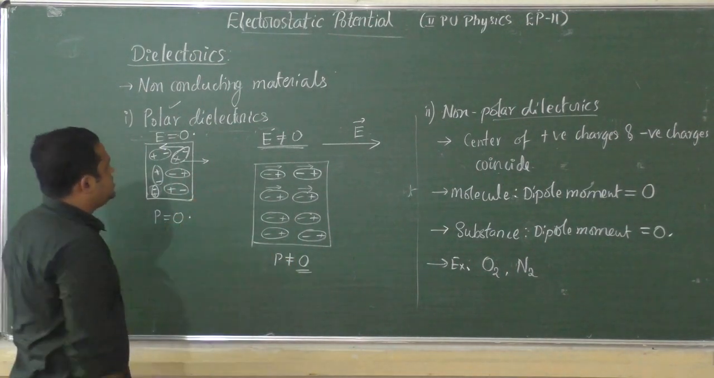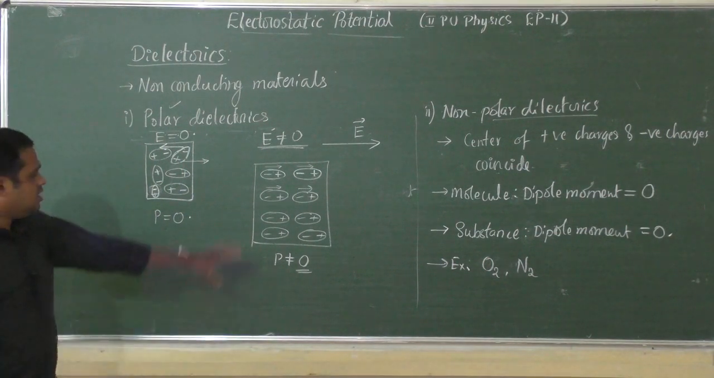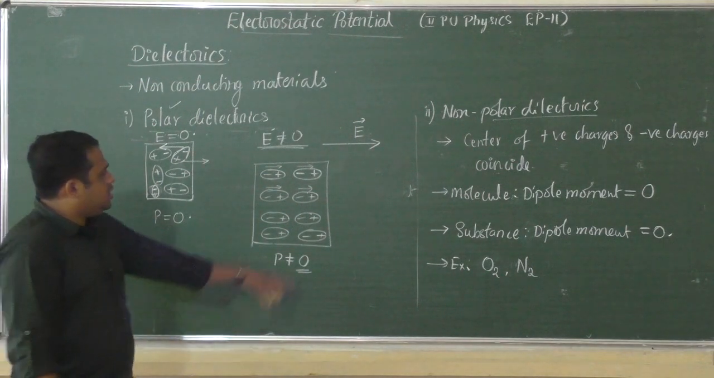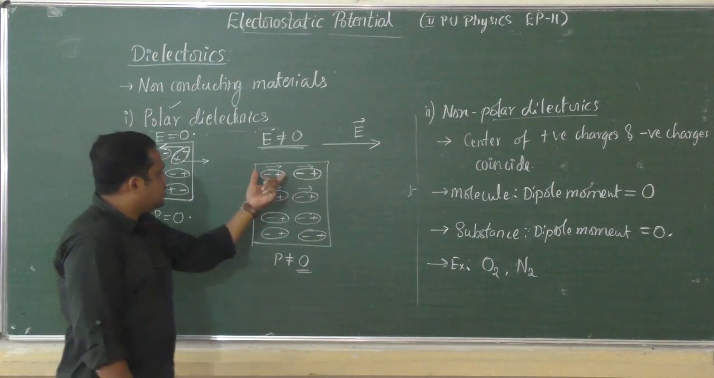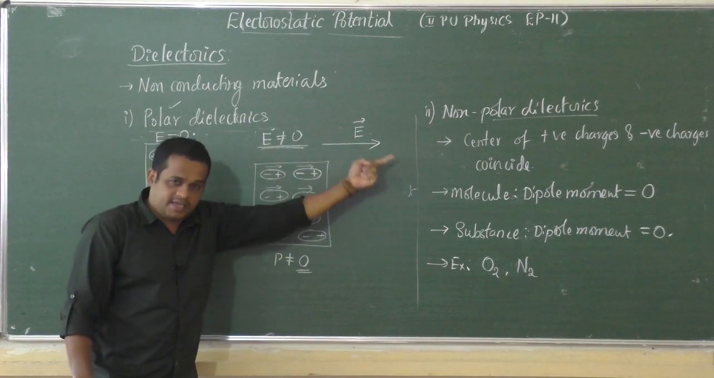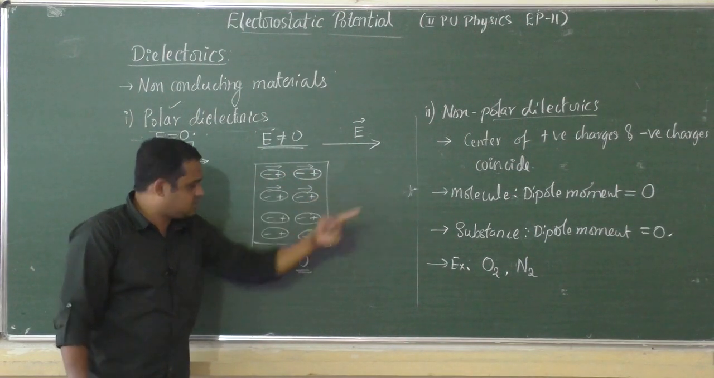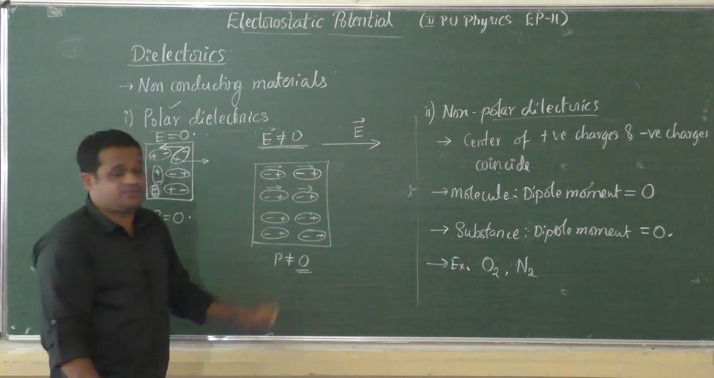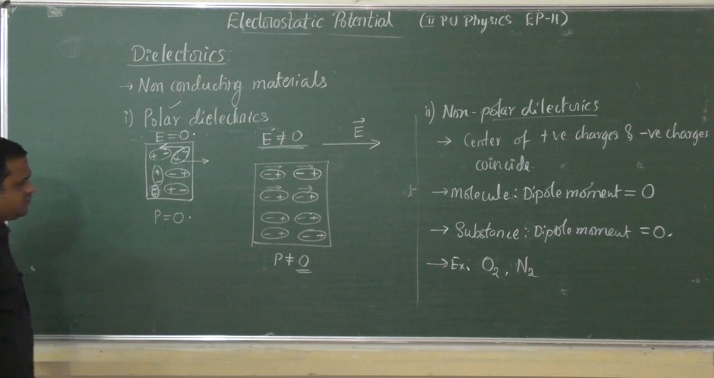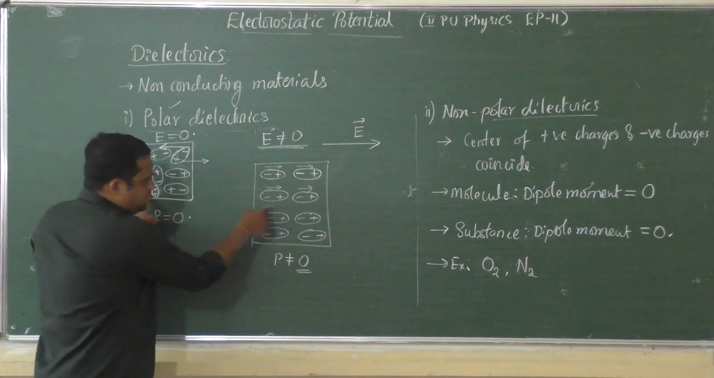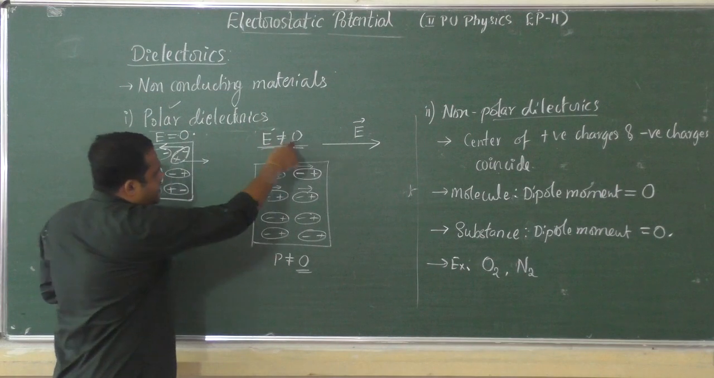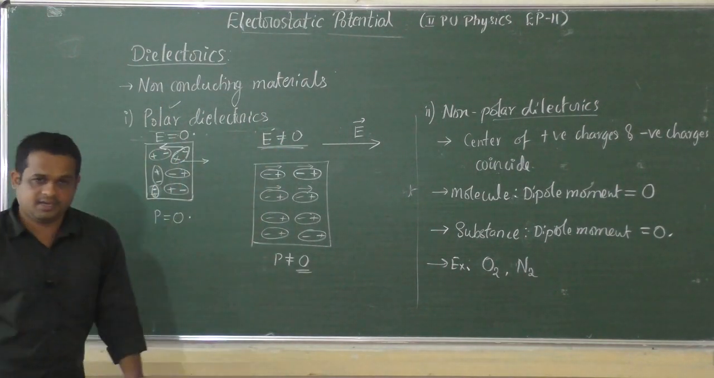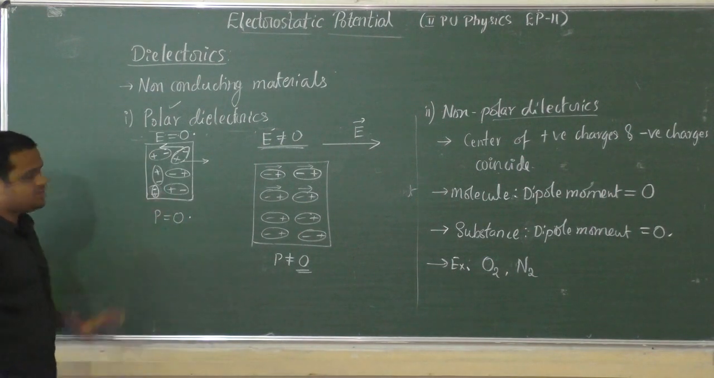Now this phenomenon is called polarization of dielectrics. When a dielectric is placed in the external electric field, due to that external electric field, molecular dipoles will align along the direction of the electric field. Due to that, a dipole moment is induced in the substance. This phenomenon is called polarization of dielectrics. This is the difference between the absence of an electric field and the presence of an electric field, and how exactly the polar dielectric behaves in the presence of an electric field. I think it is clear.